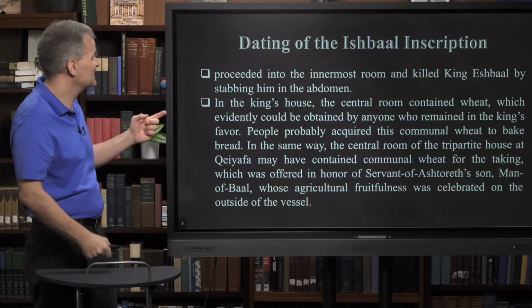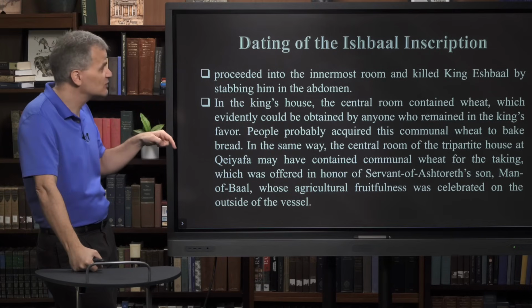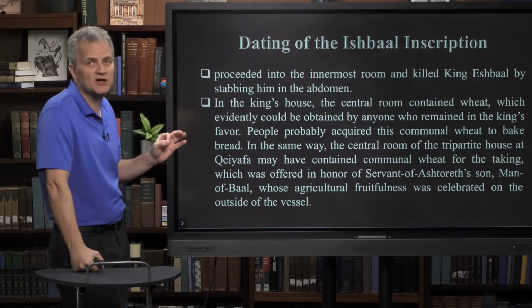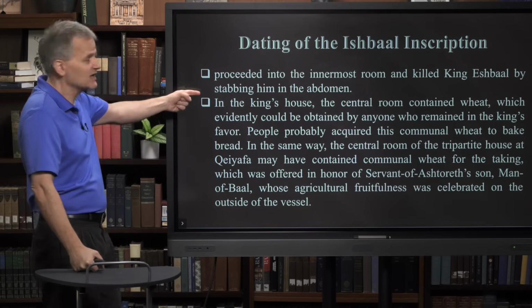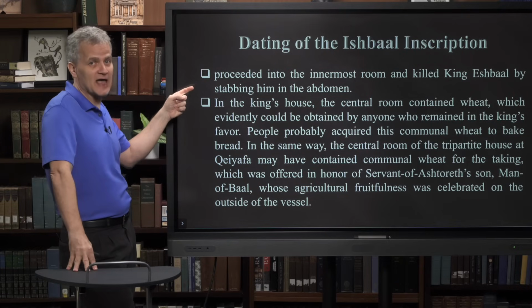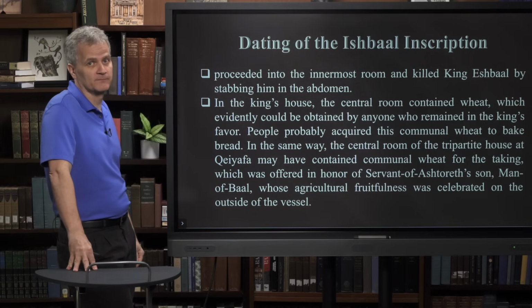But then they proceeded into the innermost room, and what did they do? They killed King Ishbaal as he slept. Wow. By stabbing him in the abdomen. So they had ill intent, for sure.